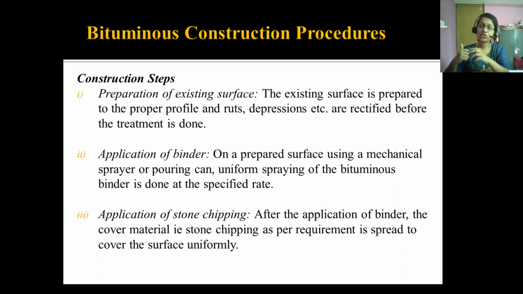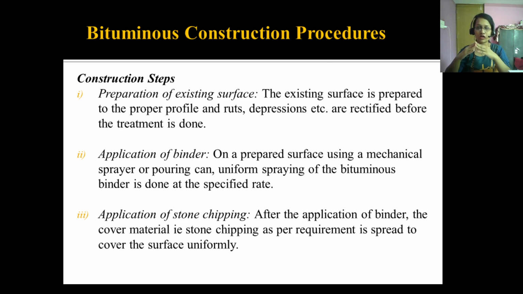Next is the application of the binder. The second step is application of binder. On the prepared surface, using a mechanical sprayer or pouring can, uniform spraying of the bituminous binder is done. Then the third step is application of stone chipping. After the application of binder, the cover material, that is stone chipping, as per requirement is spread to cover the surface uniformly.